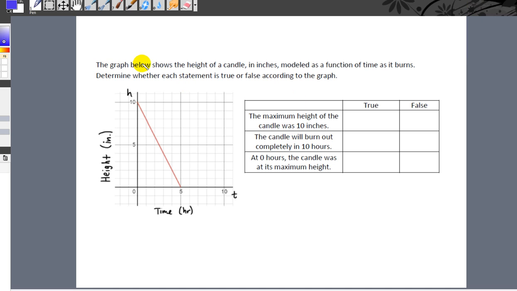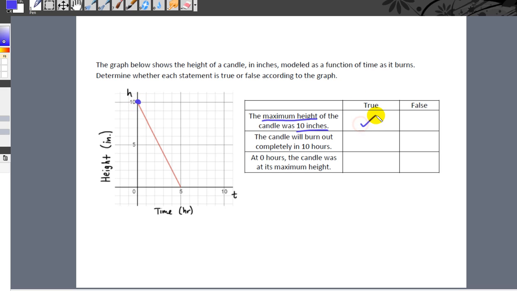Okay, so the graph below here shows the height of a candle, represented in inches, modeled as a function of time as the candle burns. We want to determine whether each statement on the side here is true or false according to the graph. It says the maximum height of the candle was 10 inches. Well, let's look at the highest y value we have. Here's the highest y value I see. Looks like it's at 10 inches, so this is true.